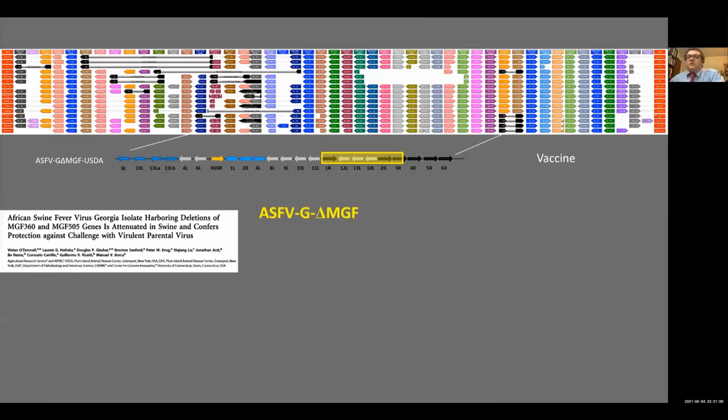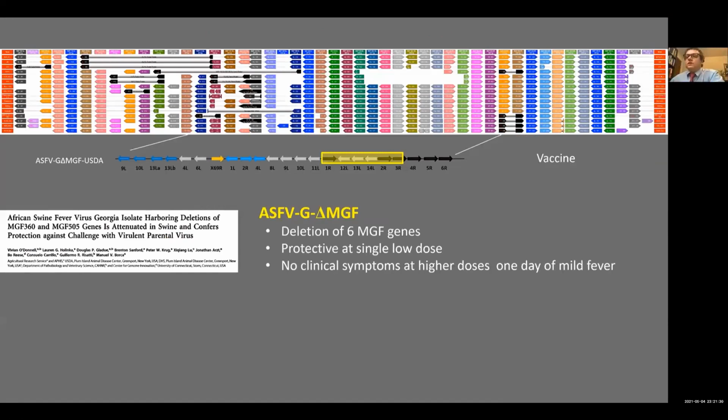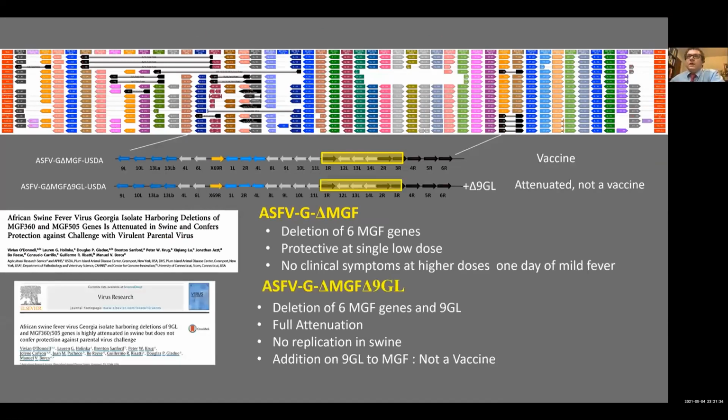However, I'd like to point out one specific deletion, and I'm going to zoom in on the small area of this region of MGF genes. And this is the ASF Delta MGF deletion that was done by the USDA. It's a deletion of 6 MGF genes. It's protective at a single low dose. So there's no clinical symptoms at higher doses, only about 1 day of mild fever.